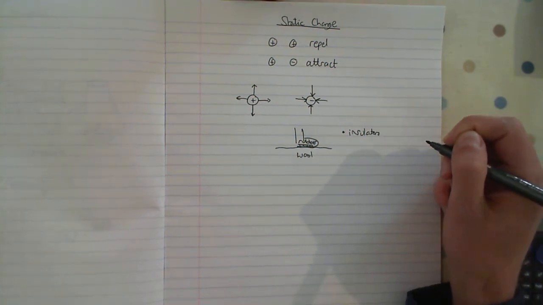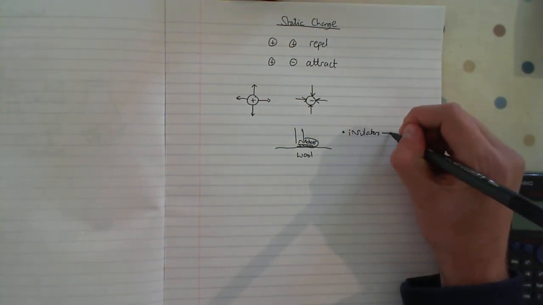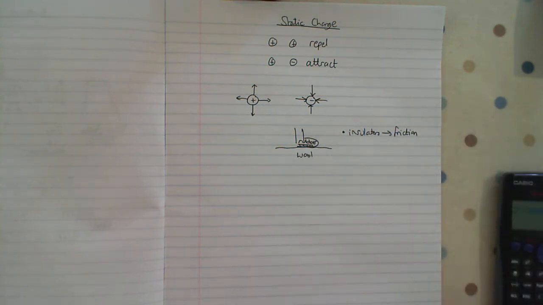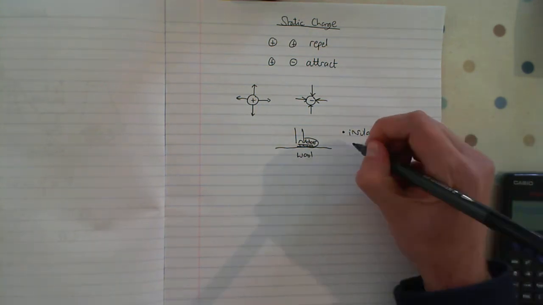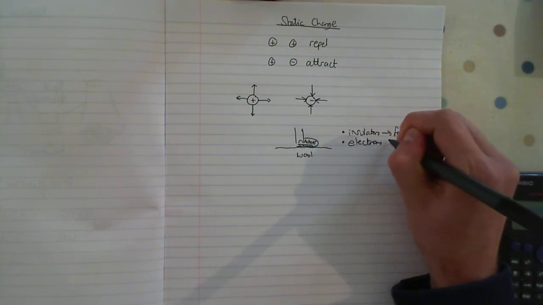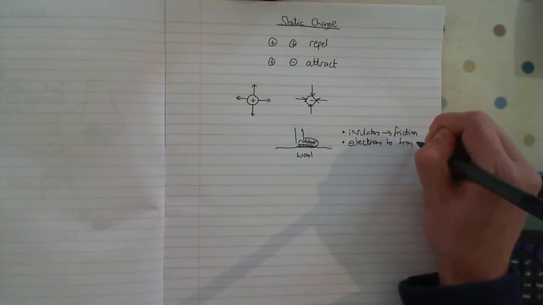So the insulators rub against each other, which causes friction. And what this friction causes is electrons to be transferred.